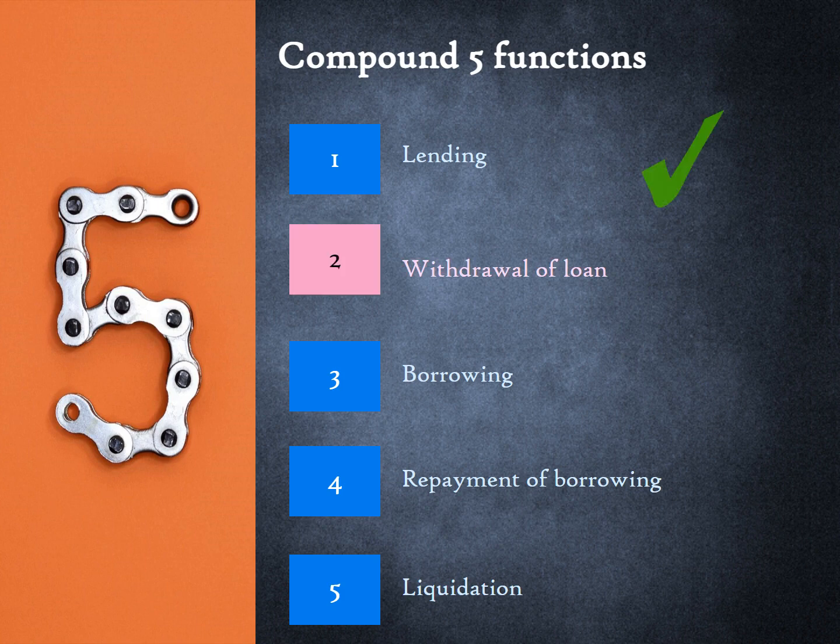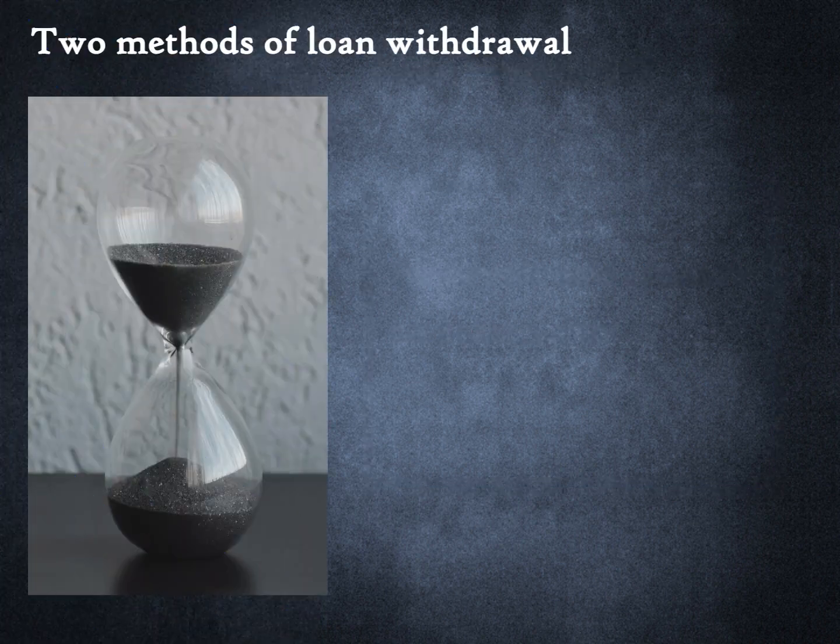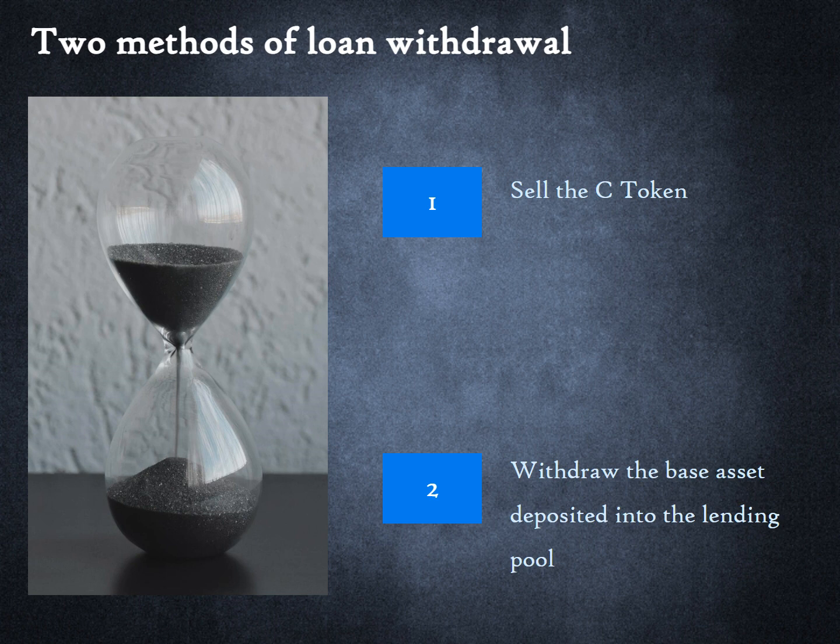The next function we will cover is the withdrawal of a loan. Loan withdrawal refers to the process by which a lender can exit her loan position. A lender can exit her position in 2 ways. First, she can sell the C token. Second, she can withdraw the base asset deposited into the lending pool. Next, we will review each option.